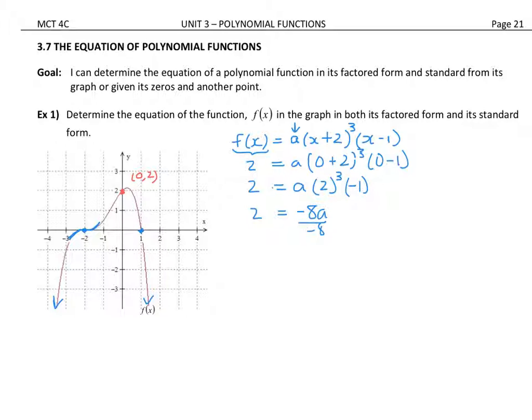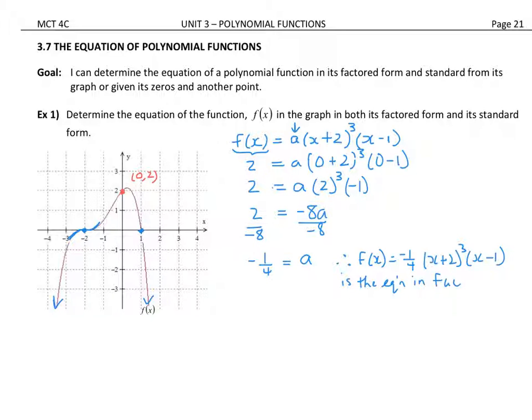At this point I'm going to divide both sides by negative 8, and 2 divided by negative 8 would be equivalent to negative 1/4. So my a value is negative 1/4, which then means in factored form, my f of x is equal to negative 1/4, or 0.25, times (x plus 2) all cubed, and then multiplied by (x take away 1). And you could put the (x take away 1) first, and then the (x plus 2) cubed second. It doesn't really matter. So this is the equation in its factored form.